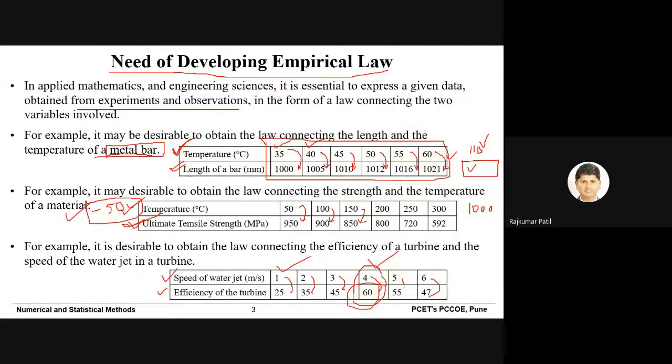So a prototype will be developed, tests are performed, a relation will be developed, optimum conditions or parameters are identified, for example speed and efficiency, and based on that, the actual model on the site will be erected or developed for maximum efficiency. So these three examples will give you some idea of why there is a need to develop empirical laws from a design and operation point of view.